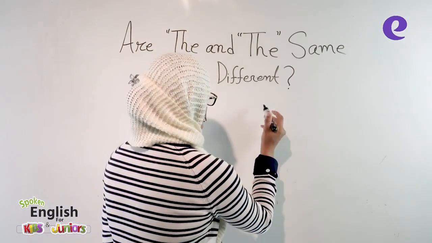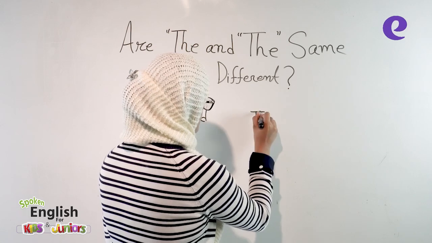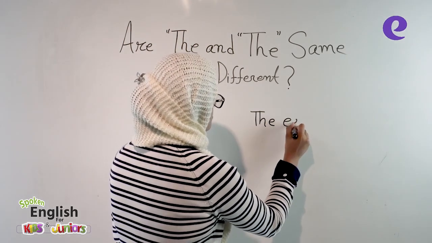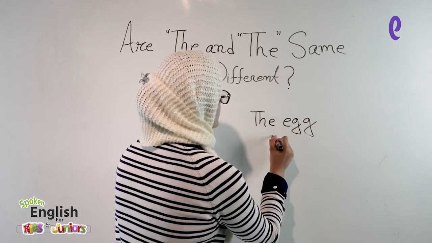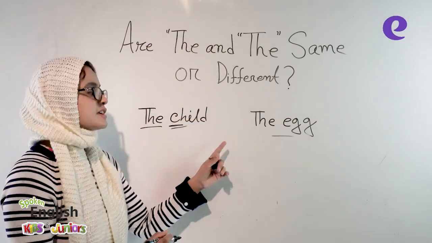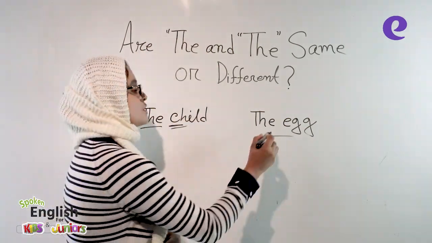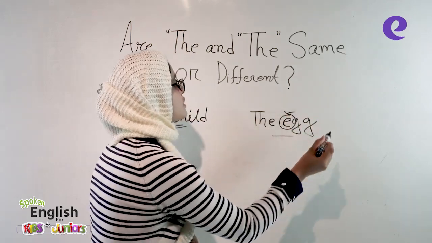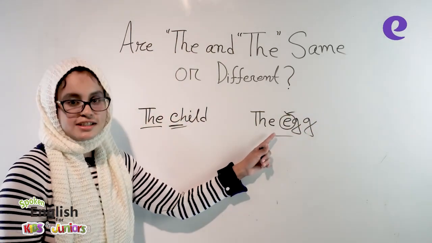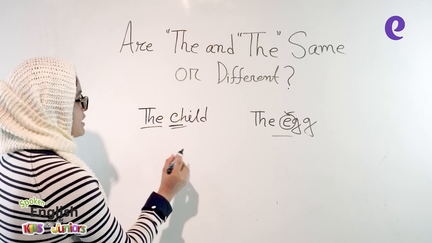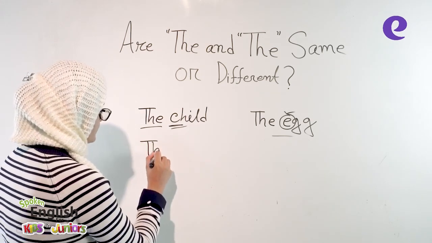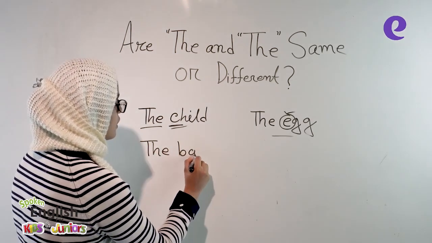Okay. So in another example. Okay. So could you please guess what is the pronunciation? It's "thee" egg because the word is started with one of the vowels which is E. Okay. So some other examples are "the" ball.